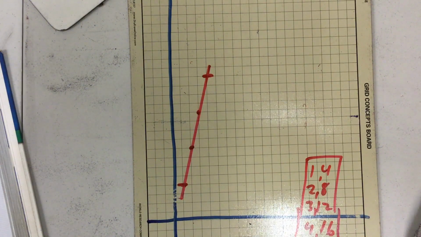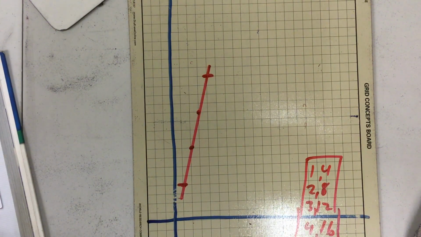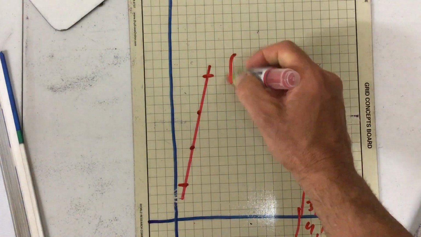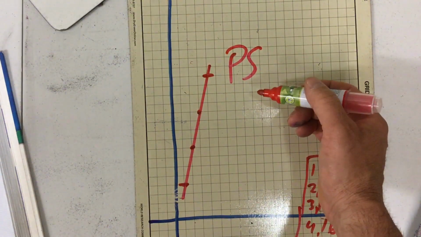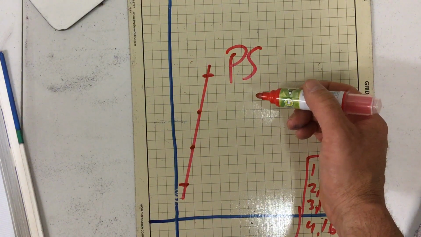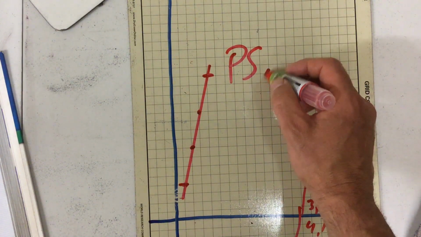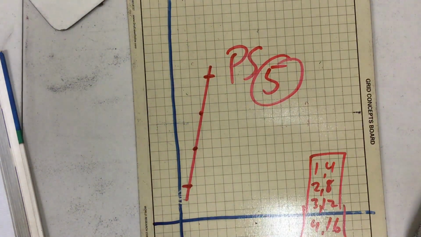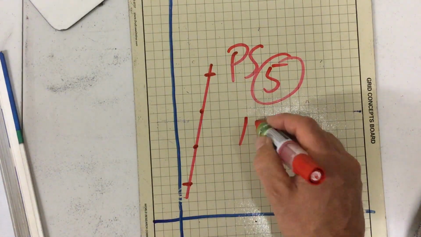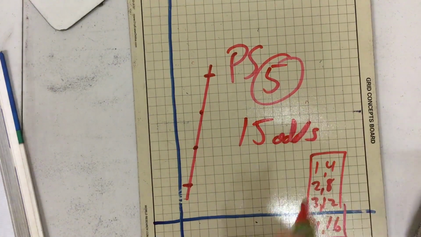Okay, for today's assignment, I need you to do the practice set. And then it's A, B, C, D, E. So that's 5 of them. And then the assignment is 15 odds. Okay?